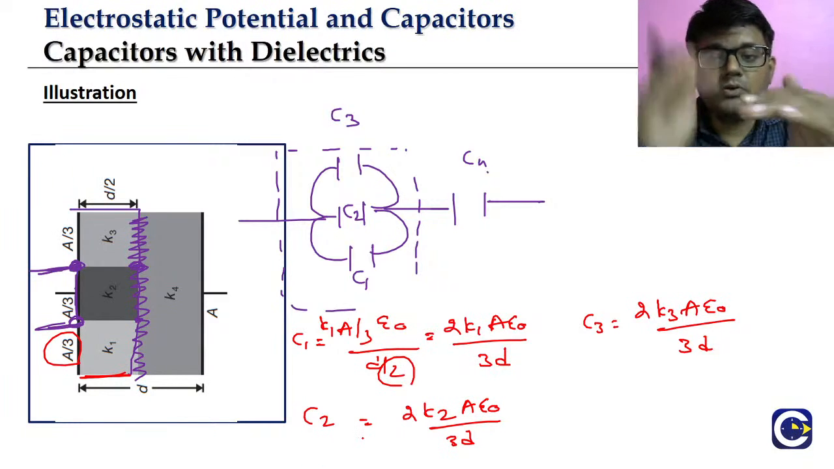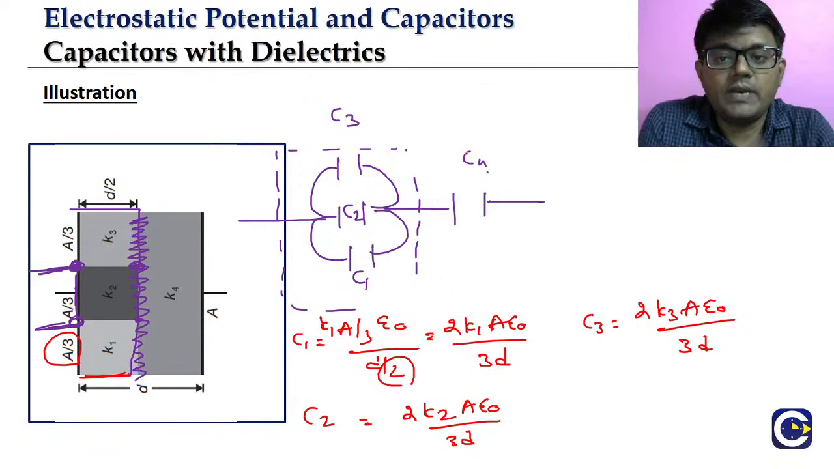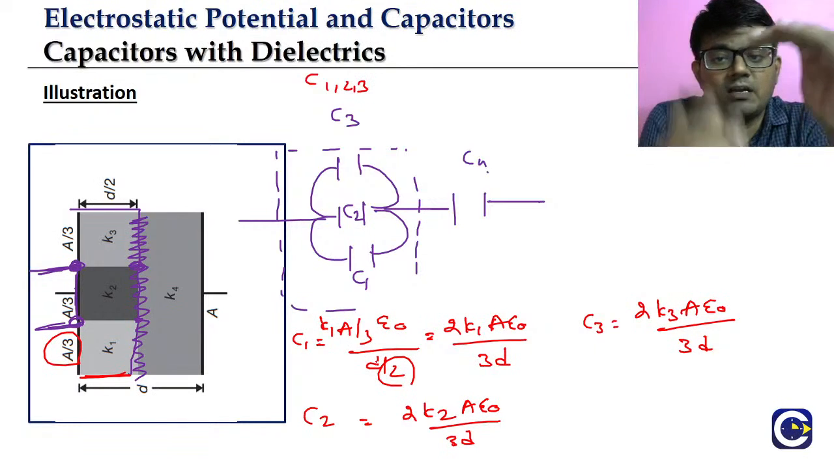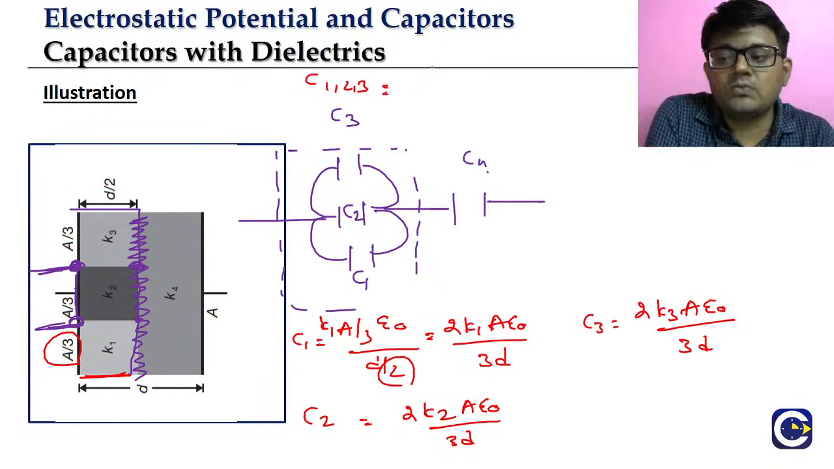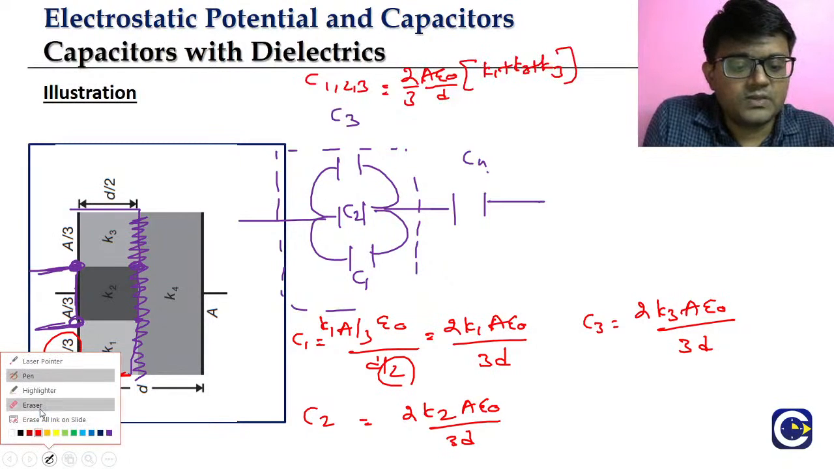Okay? Now all these are in what? Parallel. Parallel means what? The equivalent of 1, 2, 3 is just C1 plus C2 plus C3. Which means add everything. What comes when we add everything? We can take the common 2 by 3 A epsilon naught by D. Taking the common, what is remaining? K1 plus K2 plus K3. This is the equivalent of capacitor 1, capacitor 2, capacitor 3. Okay? So the first step is over.